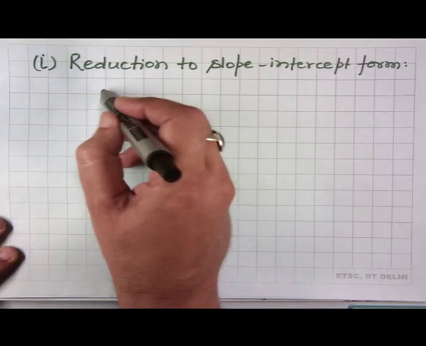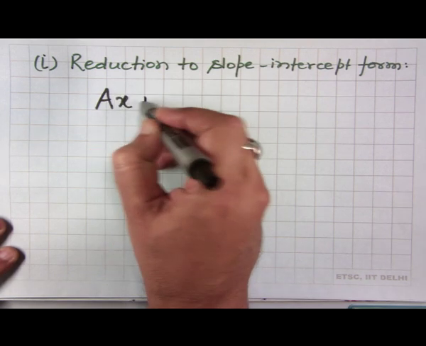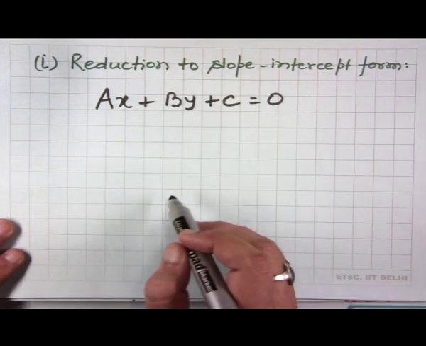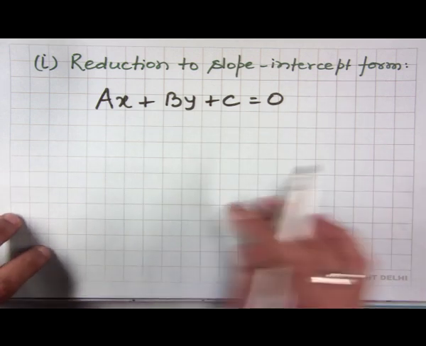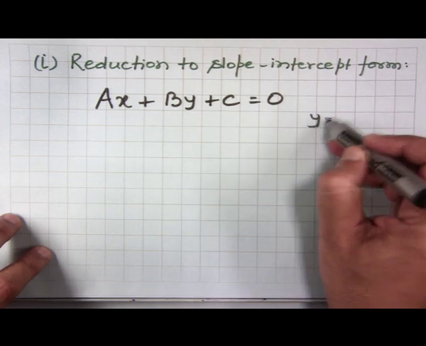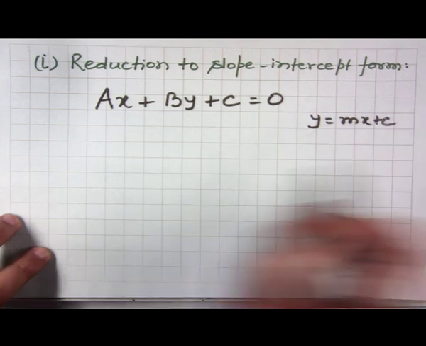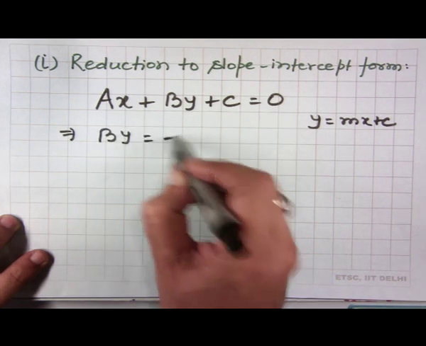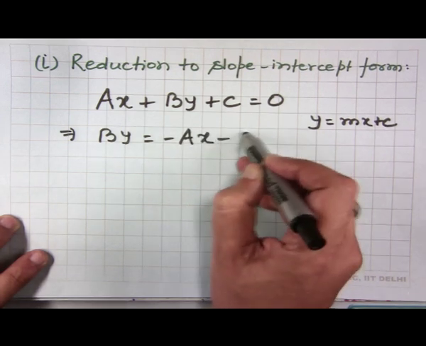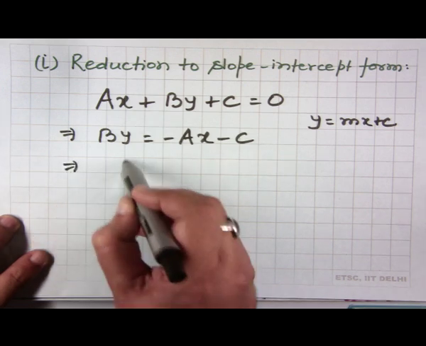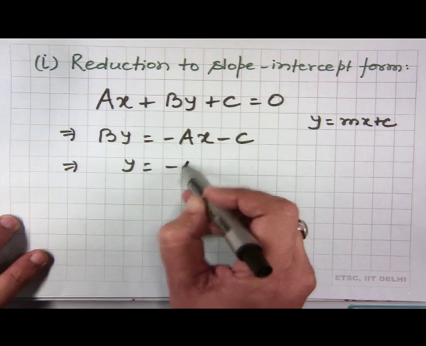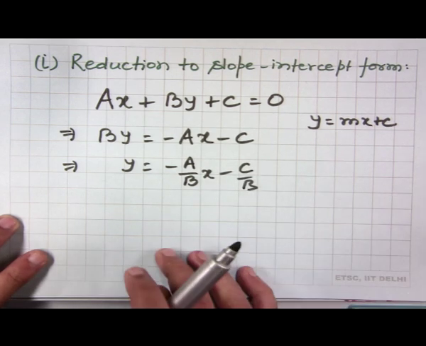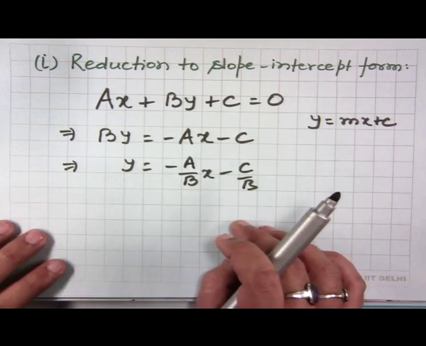So first, reduction to slope intercept form. The equation in general form is ax plus by plus c equal to 0. Slope intercept form is what? This is y is equal to mx plus c. So this can be written as by is equal to minus ax minus c. This implies y is equal to minus a by b x minus c by b.